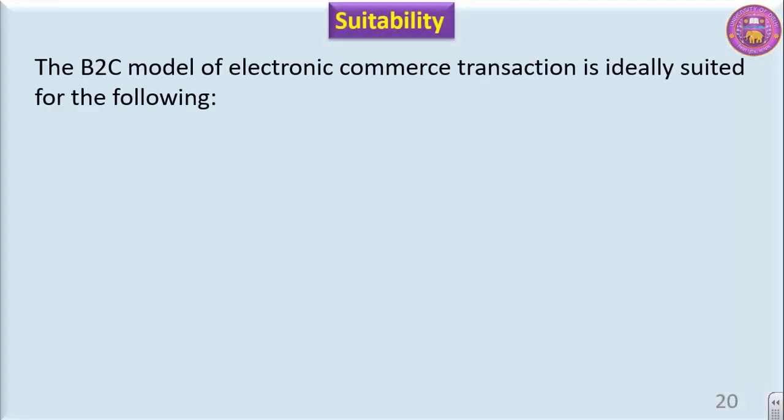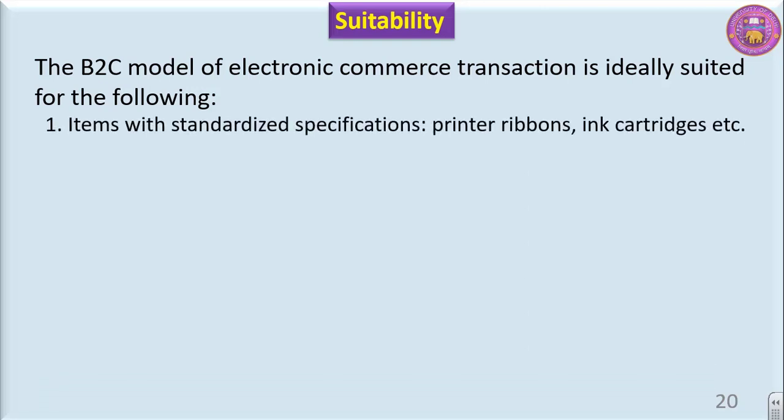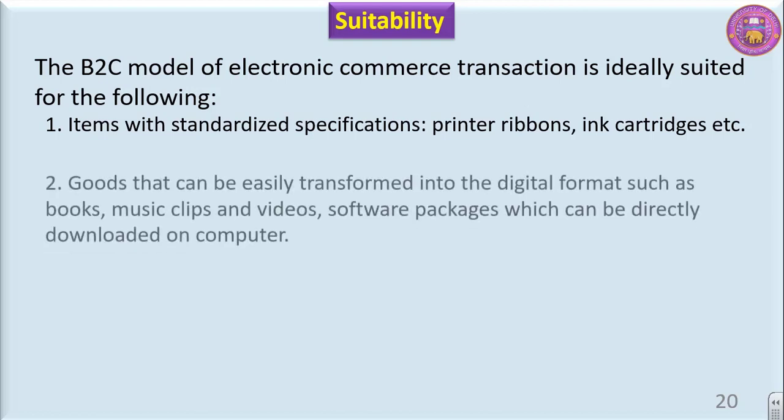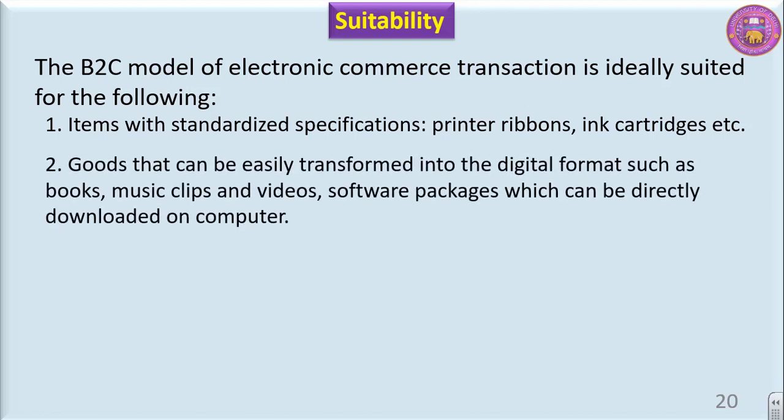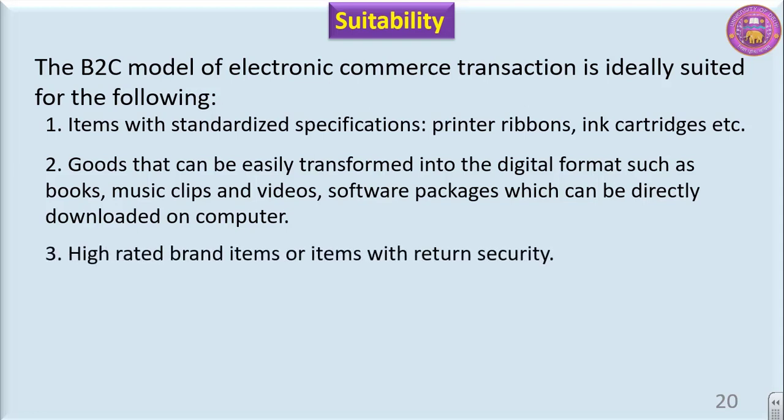The suitability of B2C model. The B2C model of electronic commerce transaction is ideally suited for the following: items with standardized specification, for example, printer ribbons, ink cartridges, etc. But nowadays we find that a number of items can be brought under the model of B2C. Second, goods that can easily be transformed into digital format such as books, music clips, videos, software packages which can be directly downloaded on computer.